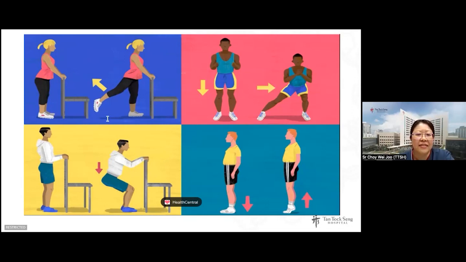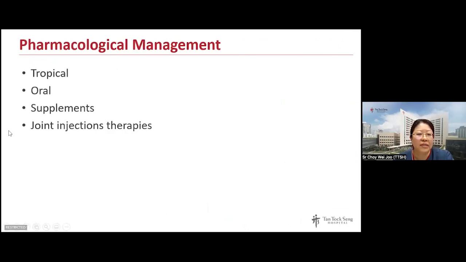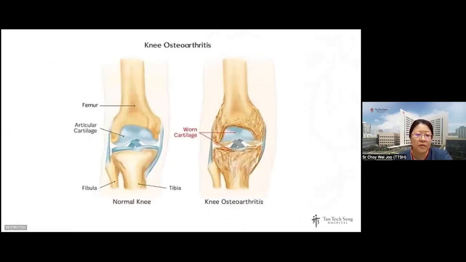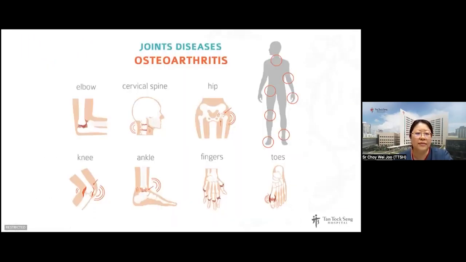This was a slide of the areas prone to get OA. Okay, so don't worry about the slides. We will actually send it to you via email.